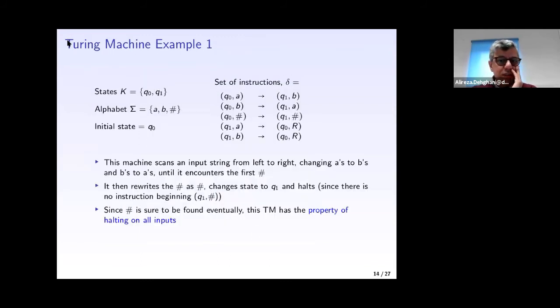So, Turing machine example. We have kind of the same machine. This machine scans an input string from left to right, changing A's to B's and B's to A's until it encounters the first blank. Then it rewrites the blank as a blank and changes state to Q1. That's the explanation of what we did here.